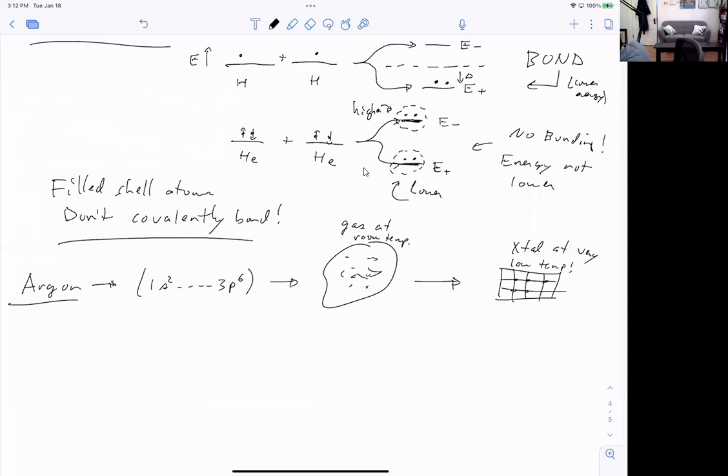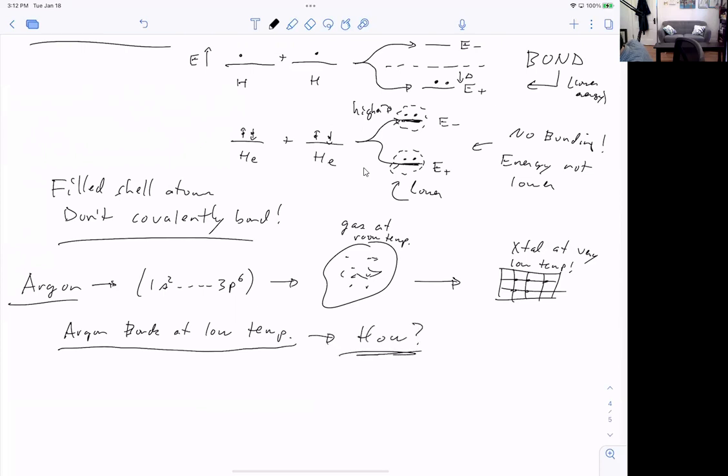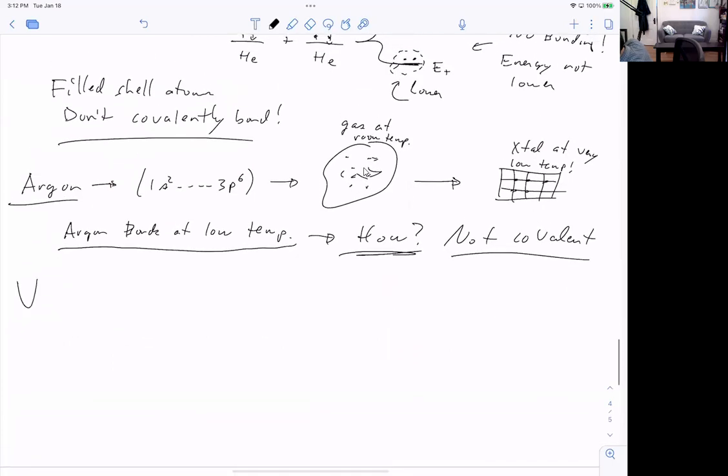Now, that means that argon is bonding. So that tells us that argon bonds at low temperature because it forms a crystal. I mean, you can do the experiment yourself. Stick some argon into liquid helium and it'll freeze. Argon bonds at low temperatures. So what kind of bonding mechanism is that? It's not covalent. So what is it? Well, I'll tell you. It's van der Waals bonding.